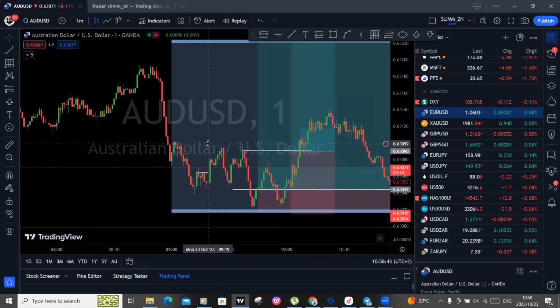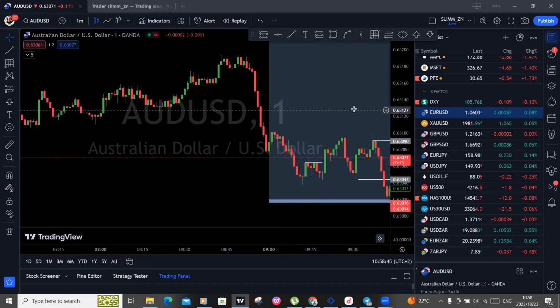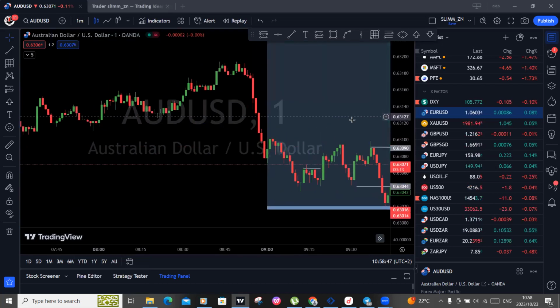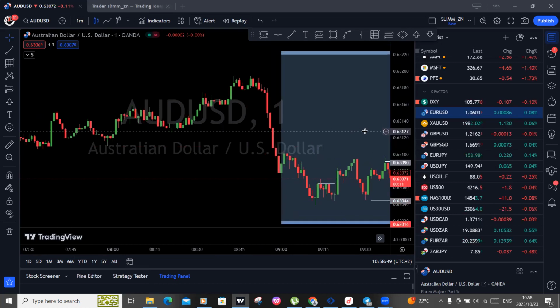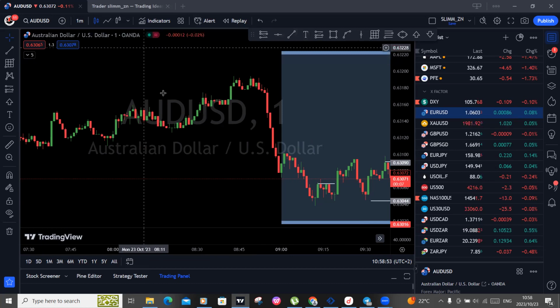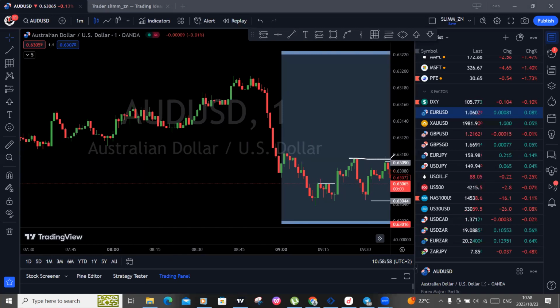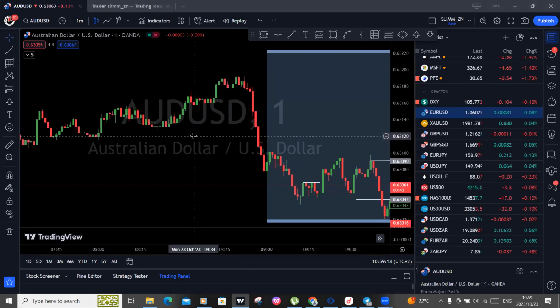AUD/USD. You can see we started off here actually with this data. So we're already looking for buy stops if price had closed above the zone. So we had a buy stop on 0.63094. What happened is price came, but it refused to actually break that high. You can see they extended the low.